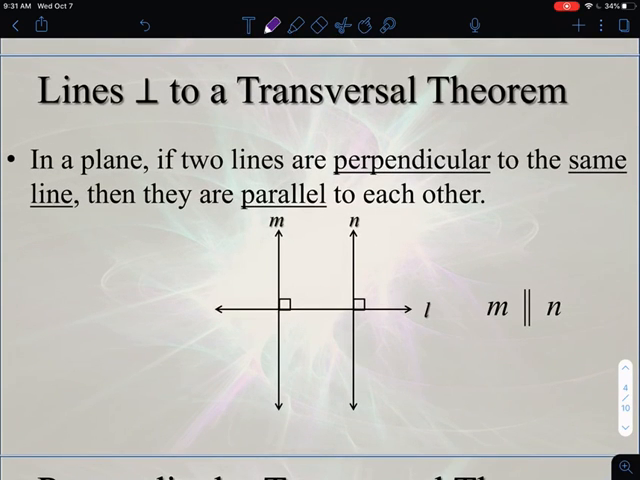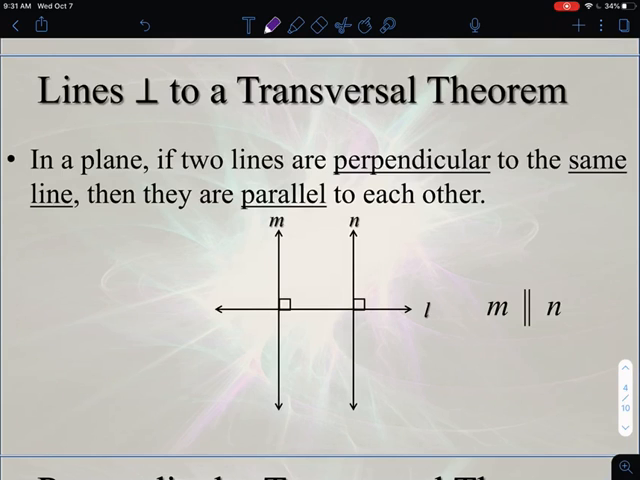Now the ones that we're going to be using primarily for this section and on the test are going to be ones like this one here. So the lines perpendicular to a transversal theorem. Long name for a theorem, you don't need to know the name of it. All you need to be able to do is tell me how you know something's going on.